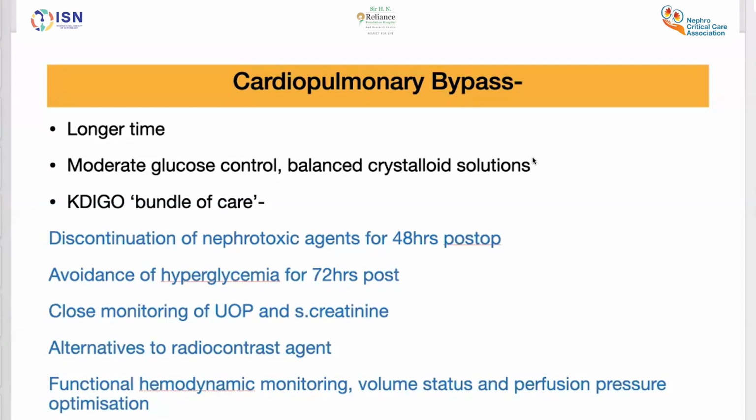And we should follow the KDIGO bundle of care after cardiopulmonary bypass surgeries, like discontinuation of nephrotoxic agents for 48 hours post-operatively, avoidance of hyperglycemia for 72 hours post surgery, close monitoring of urine output and serum creatinine in the post-operative period, alternatives to radiocontrast agents, and functional hemodynamic monitoring, plus volume status and perfusion pressure optimization in such patients.